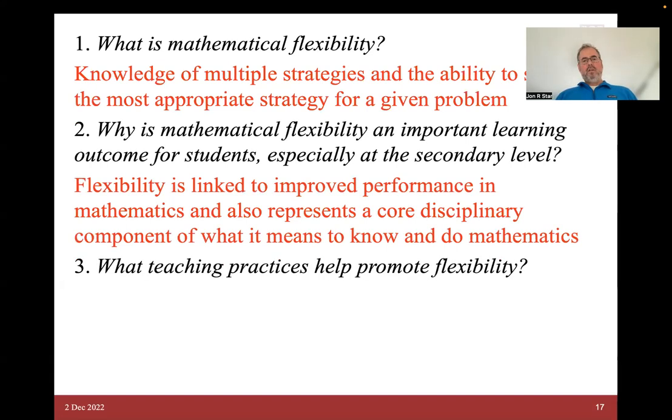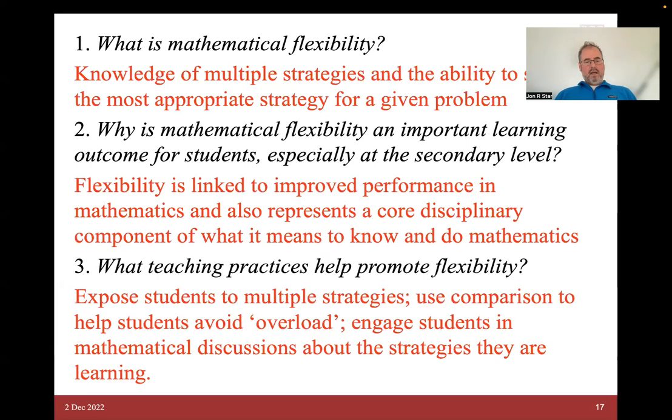And third, what teaching practices help promote flexibility? I talked about several, including exposing students to multiple strategies, using comparison to help students avoid overload, and engaging students in mathematical discussions about the strategies that they are learning.